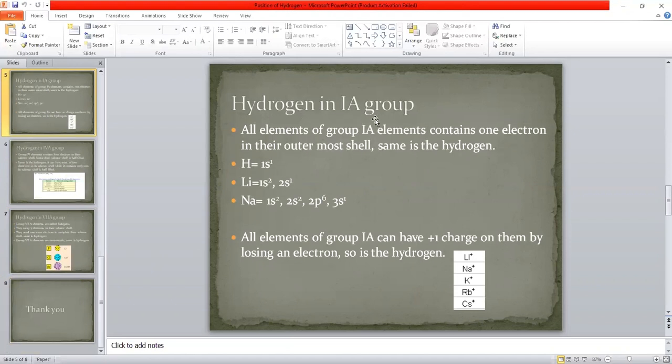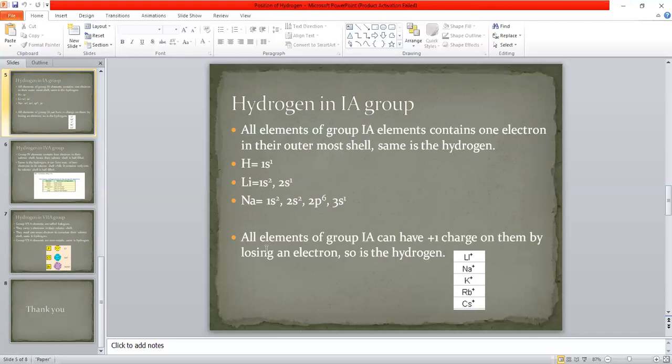Hydrogen in group 1A: all elements of group 1 contain one electron in their outermost shell. The same is the case for hydrogen. Hydrogen is also an element. Its electronic configuration is 1s1. It means its valence shell is the first shell. It has only one electron in its valence shell. While lithium has two electrons in the first shell and one electron in the second shell, the second shell is the valence shell for lithium. For sodium, the valence shell is the third shell where it carries only one electron. It means all of the elements in group 1 carry one electron in their valence shell.